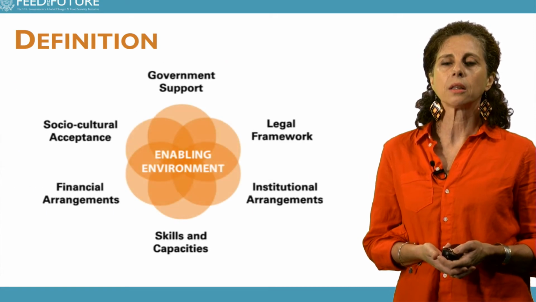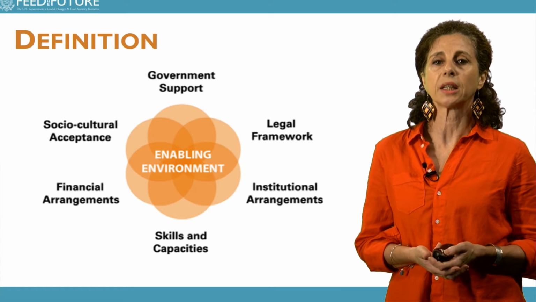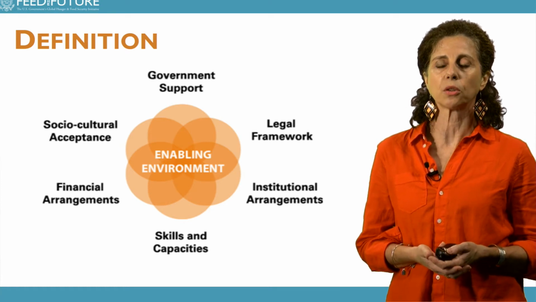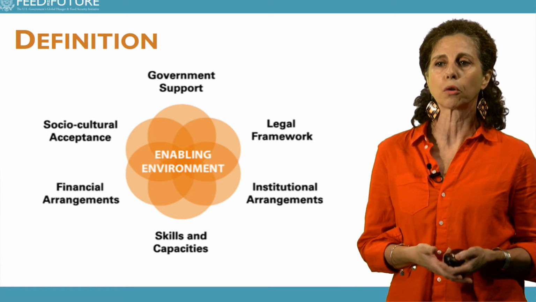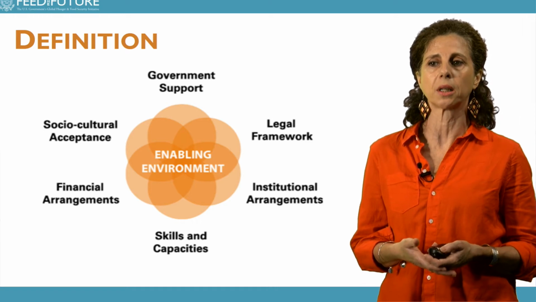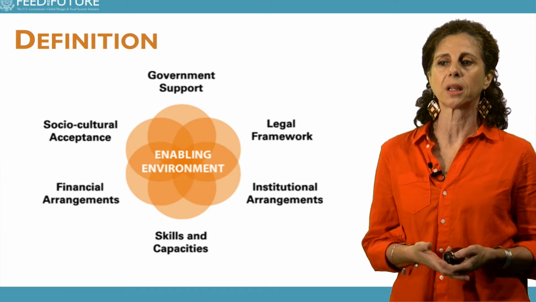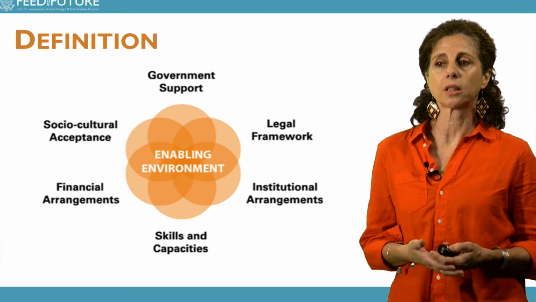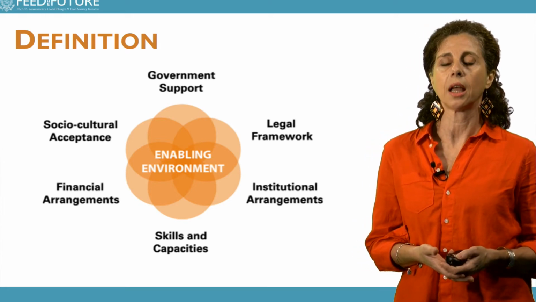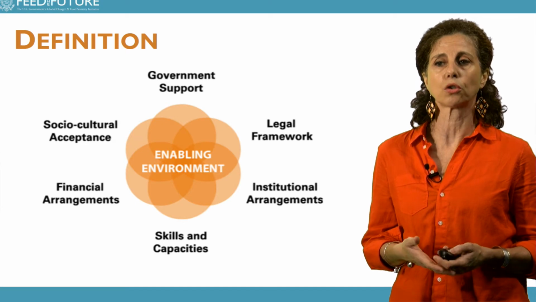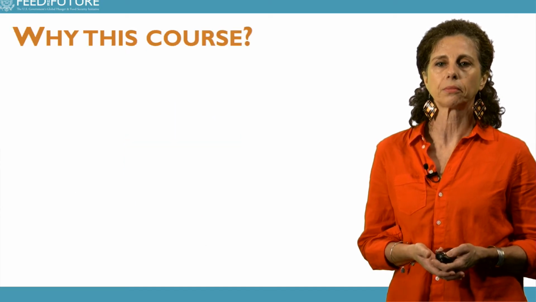And this is really the representation of the different elements of the enabling environment. You see that there are both formal and informal aspects of it. The formal aspects may be the legal framework and the government support, and the informal aspects are norms such as sociocultural acceptance, and people's and institutional skills and capacity.